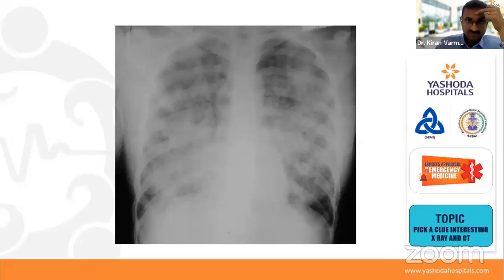Yes. This is not a pulmonary edema. This is ARDS. You can see the infiltrates, diffuse and bilateral infiltrates. This is a picture of ARDS. Then if at all you want to differentiate between these two, then you should know about the pulmonary edema picture as well.